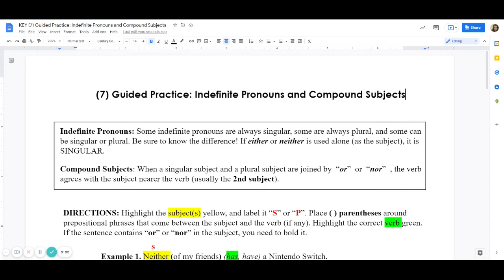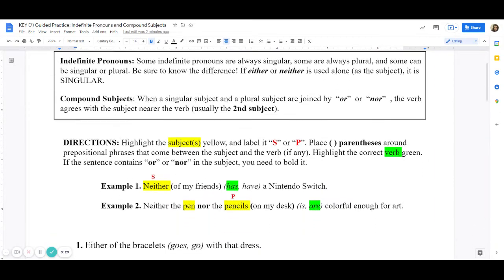Today we are covering indefinite pronouns and compound subjects, specifically with the words either/or and neither/nor. We're covering this because there has been some confusion. We have said things like everyone, everybody, either, neither, each are singular. However, sometimes we have either/or as well as neither/nor, in which case we're usually looking at the second subject, or the subject closest to the verb. That can be really confusing, so we're going to be practicing that today.